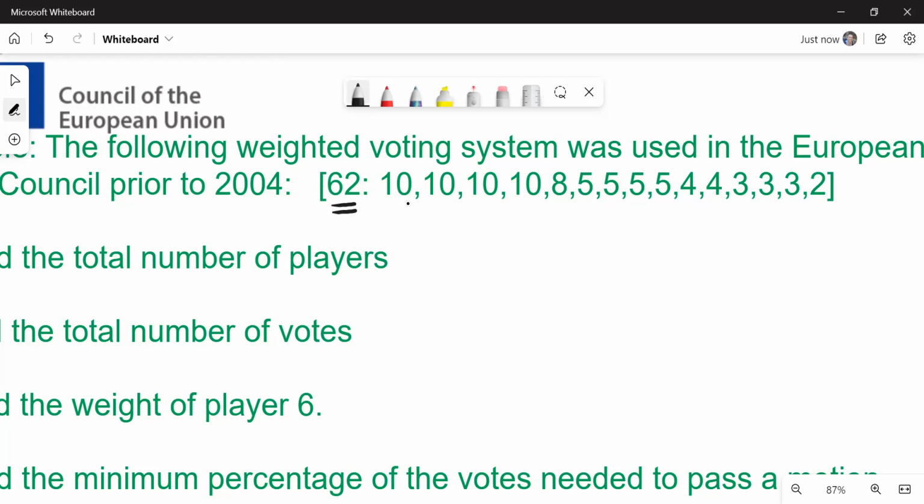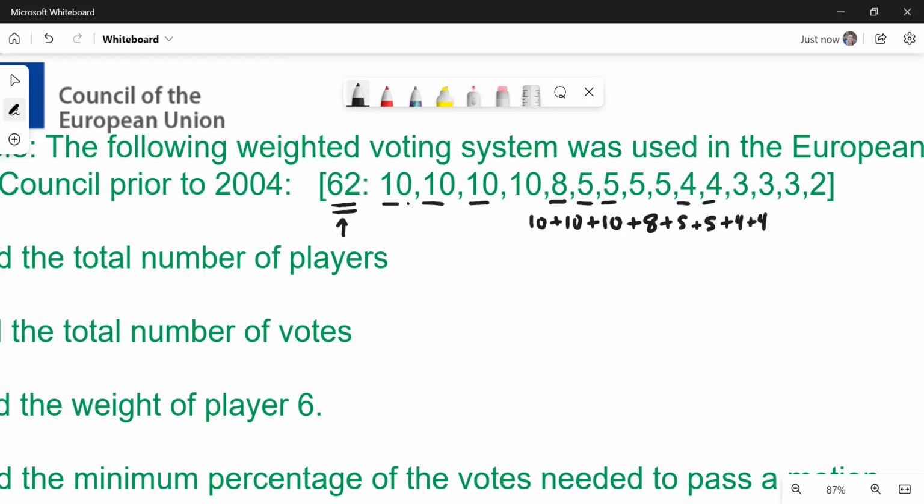For example, if you got the first three players to vote yes, that would already be 30 votes, 10 plus 10 plus 10. But that would not be enough to pass an initiative. Maybe you get player number 5, which has a weight of 8. You're up to 38. Maybe you get 2 of these 5s, and that's 48. Maybe you get both 4s. Let me add these up quickly: 30 plus 8 plus 10 plus 8. We're now at 56. Still not enough.